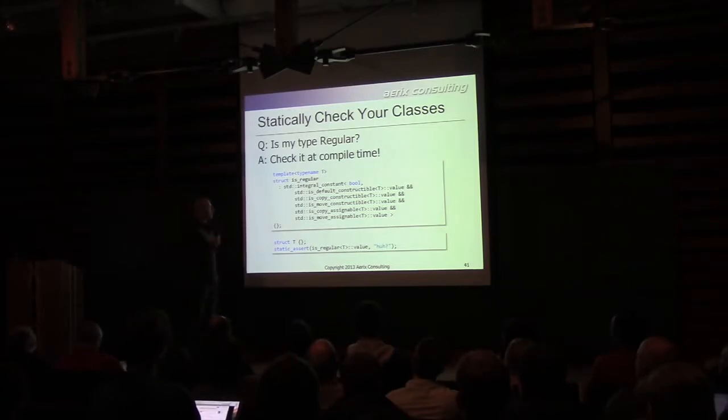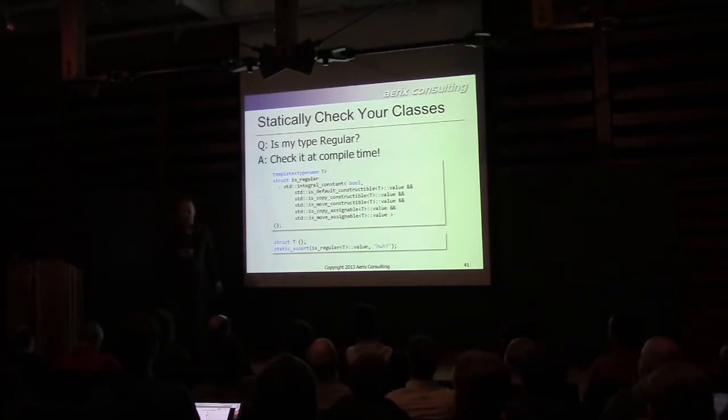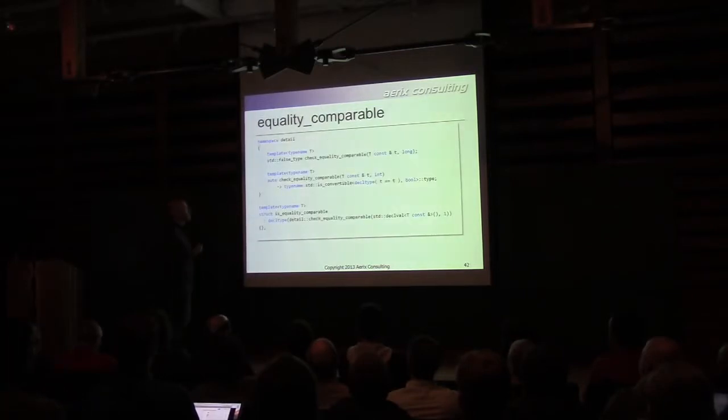Okay. So here's a simple metafunction, like you could test whether or not a type is regular. When you design a class, why not just add a static assert right after the class definition, asserting that my type is regular? You could even put it in the header if you want. Okay. There's something missing here. Does anybody know, aside from Sean? Equality comparison. Okay. There is no is-std equality comparable.